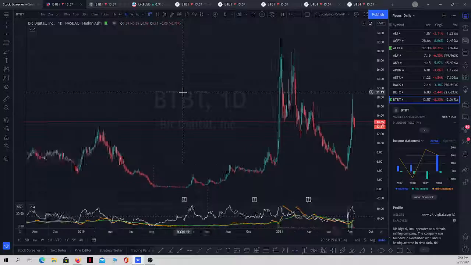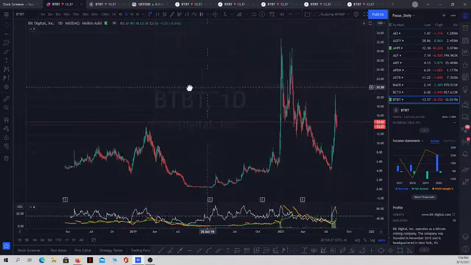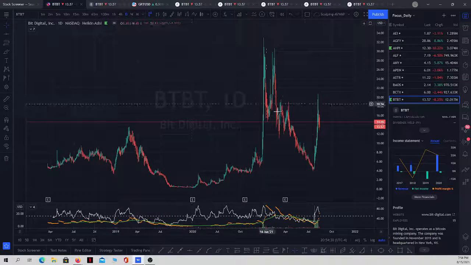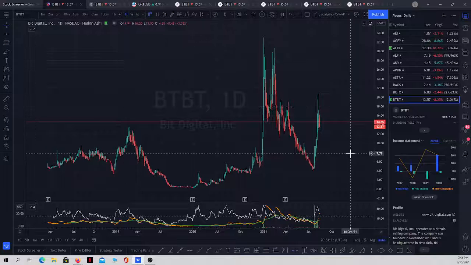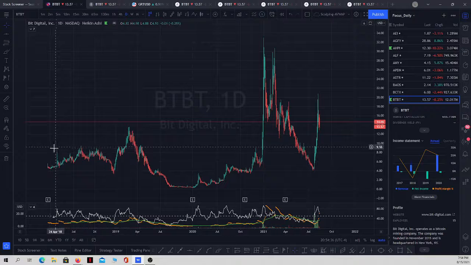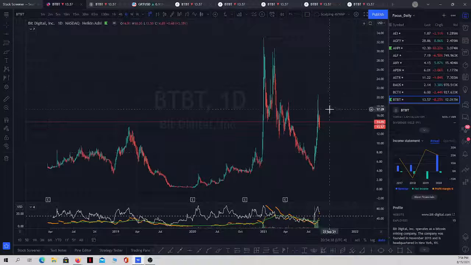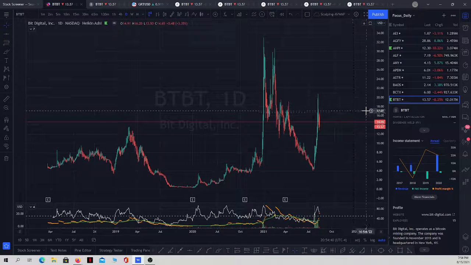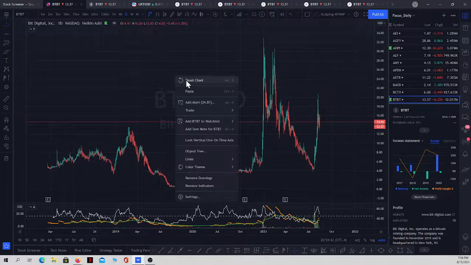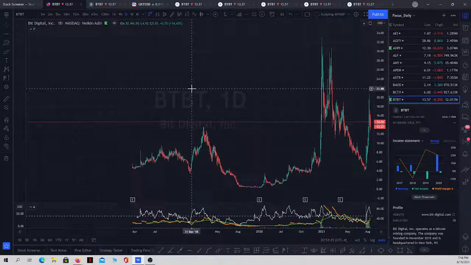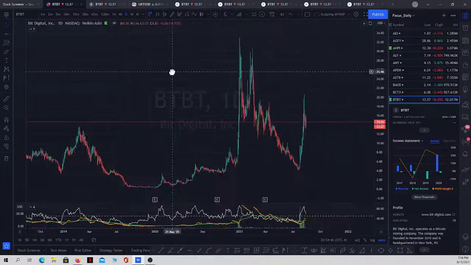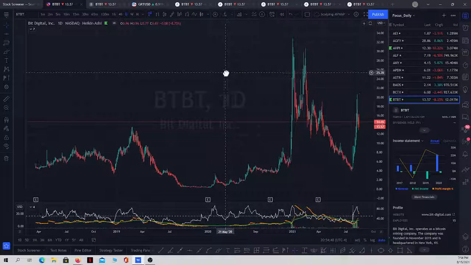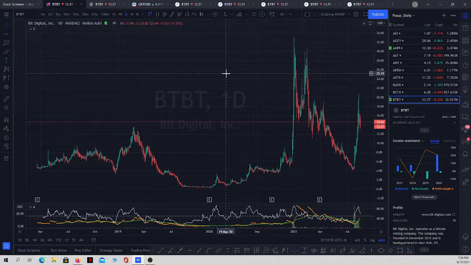This is the overall chart for this ticker from the beginning to the end, or up till now. So the first thing I'm gonna look at is the price per volume.